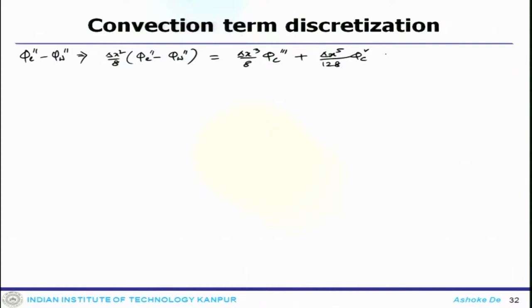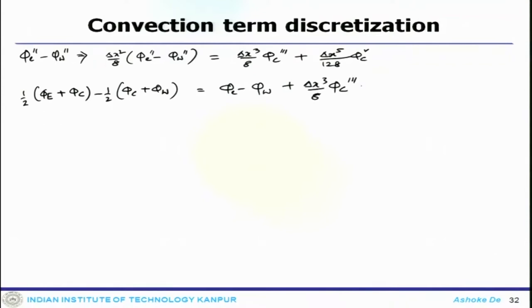Now, you substitute back everything in that equation of half of phi e plus phi c minus half of phi c plus phi w, which will be phi e minus phi w plus del x cube by 8 phi c triple prime plus del x to the power 5 by 128 phi c fifth term. Now, you divide by delta x, then the truncation error term will be of order delta x square by 8 phi c triple prime plus delta x 4 by 128 phi c 5 and so on.